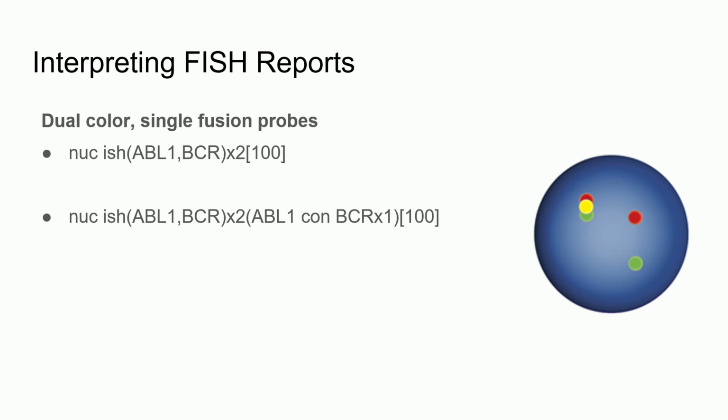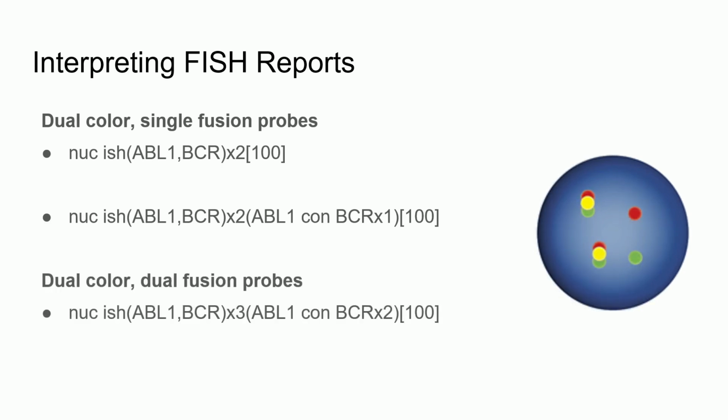This is conveyed by a first set of parentheses showing the total number of signals for each probe. In this case, 2 signals were seen for each BCR and ABL1. Then a second set of parentheses describes the relative position of the signals to one another. In this case, con is used to show that one BCR probe converged or is juxtaposed with one signal of ABL1, resulting in a yellow signal.